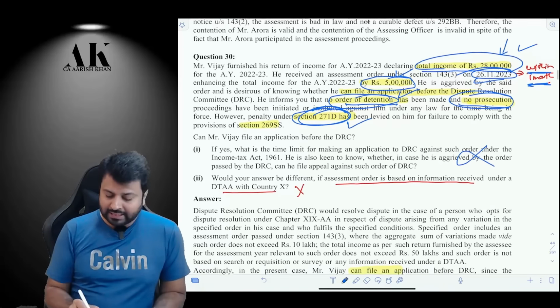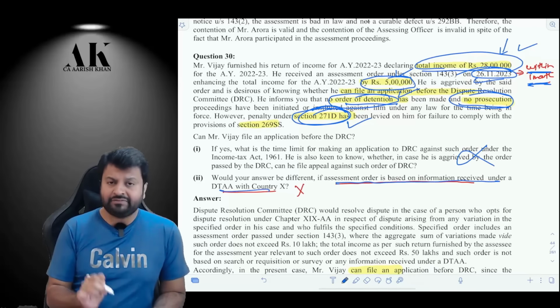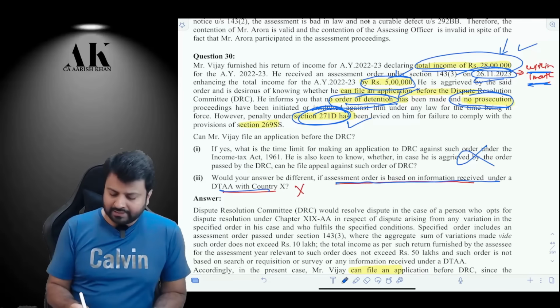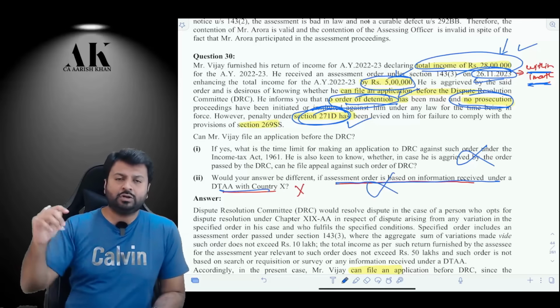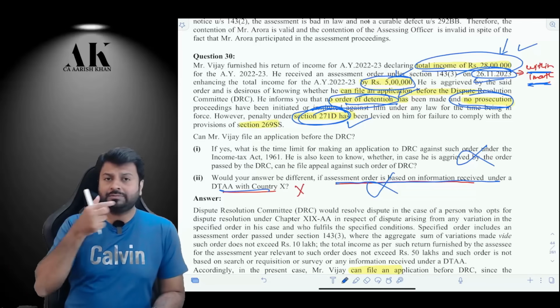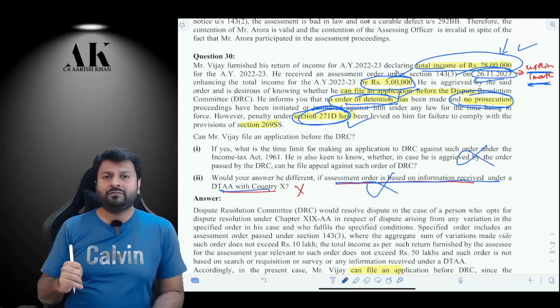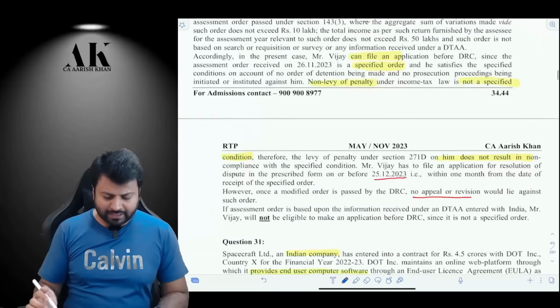Last question but not least. If the assessment order is based on the information received under DTAA with country X, can he go to DRC? Then he cannot go to DRC. Very specifically, it is mentioned in 245MA that if the assessment order is based on the information from DTAA from a foreign country, then the DRC provisions are not applicable.